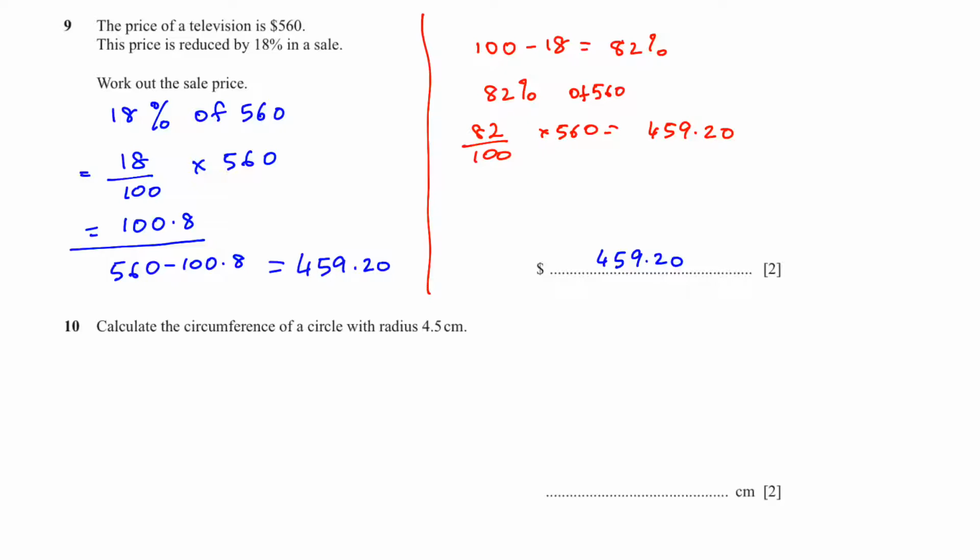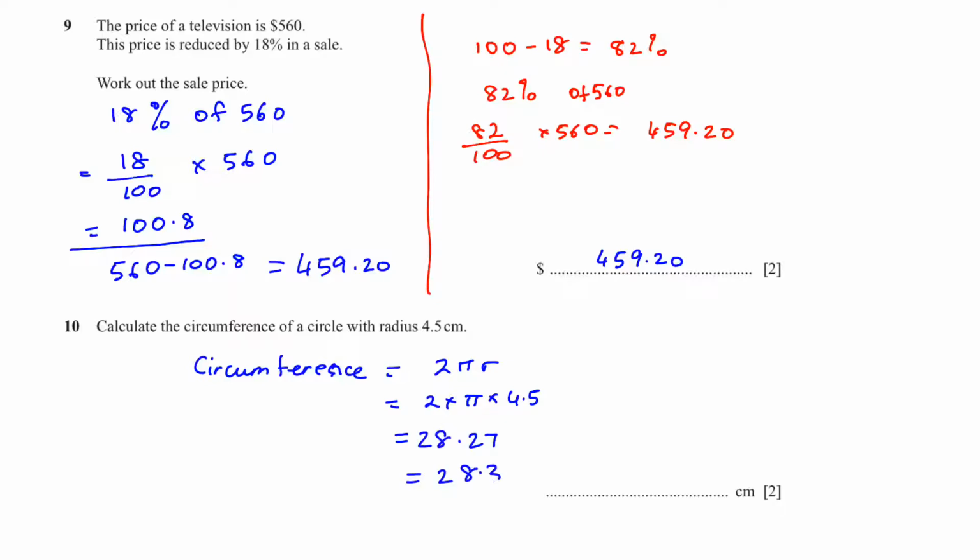Next question. Calculate the circumference of a circle with radius 4.5 centimeter. You need to memorize the formula for circumference of a circle. Circumference is equal to 2 pi r. The radius has already been given to us. Just put this whole thing in the calculator and you will get the answer. 28.27, rounded to one decimal place, 28.3 centimeter.